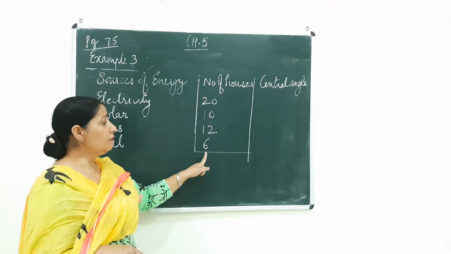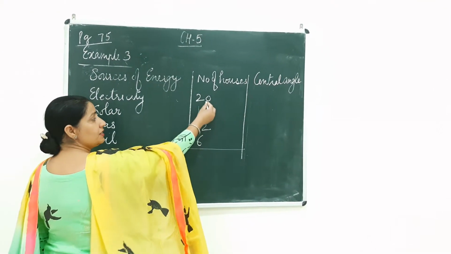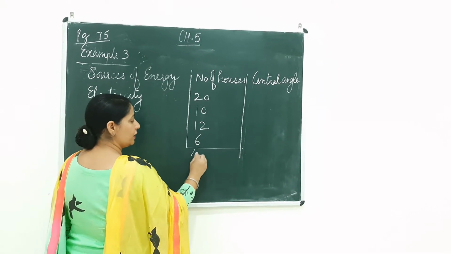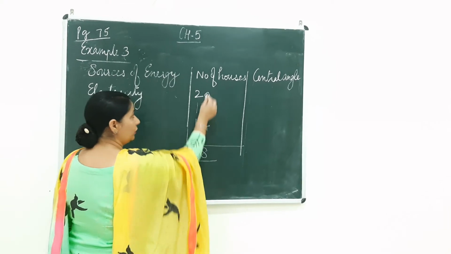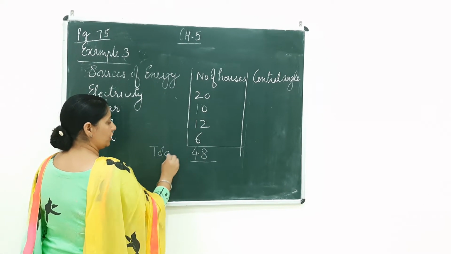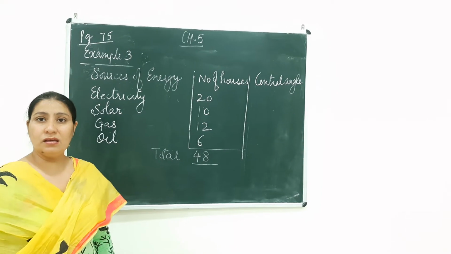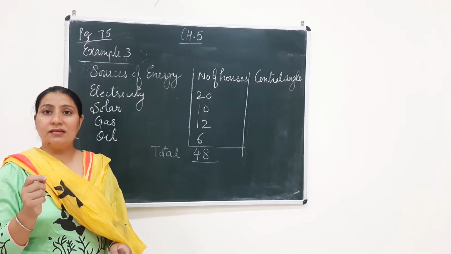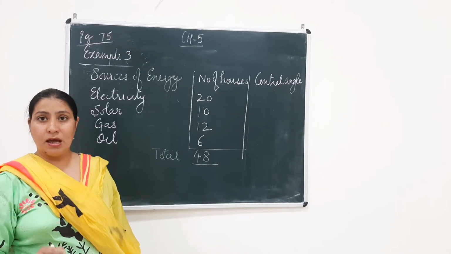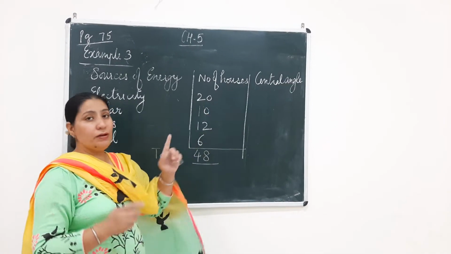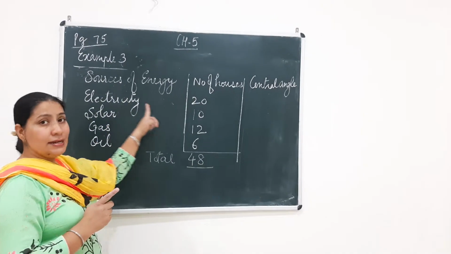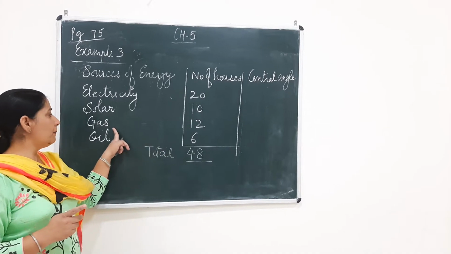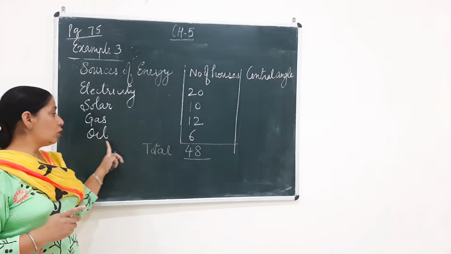So first of all, we will total them. 20 plus 10 is 30. 30 plus 10 is 40. 40 and 2 is 42, and 6 is 48. So we see that the total of these houses is 48. It means we have to divide in such a way that the circle is divided into 48 small parts, out of which 20 parts will be occupied by electricity, 10 parts by solar, 12 parts by gas, and 6 parts by oil.